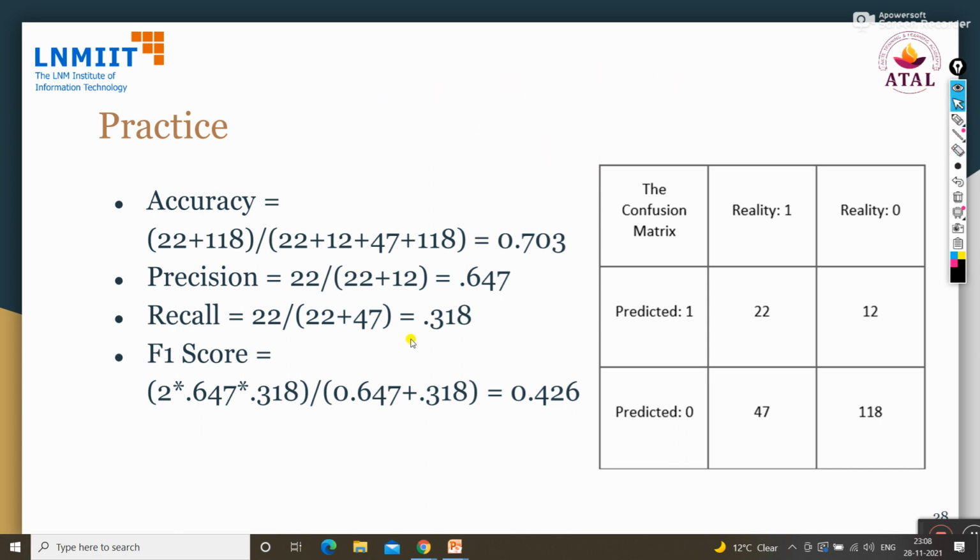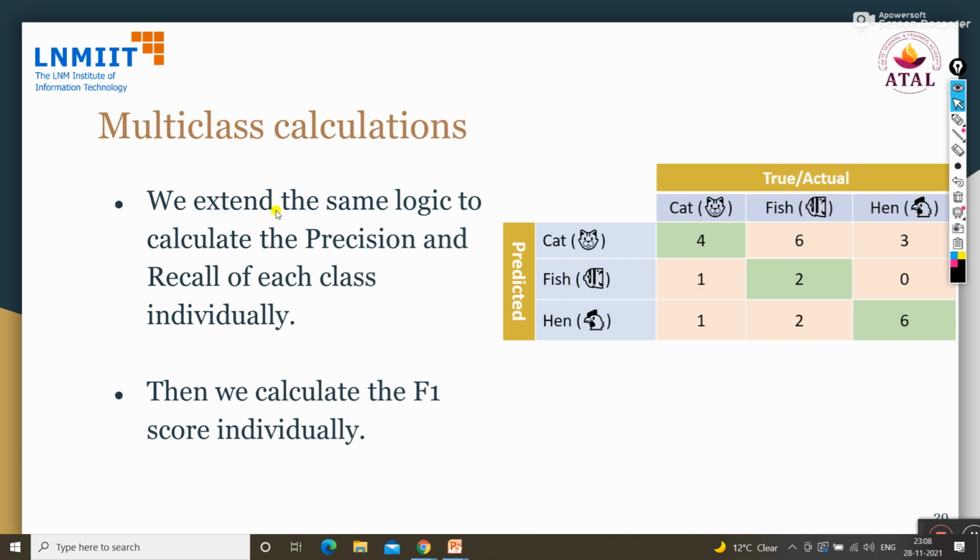Okay, so that makes sense. So that's accuracy. If we extend the same logic to calculate the precision and recall for each class individually, we have that function, and then we calculate the F1 score individually.